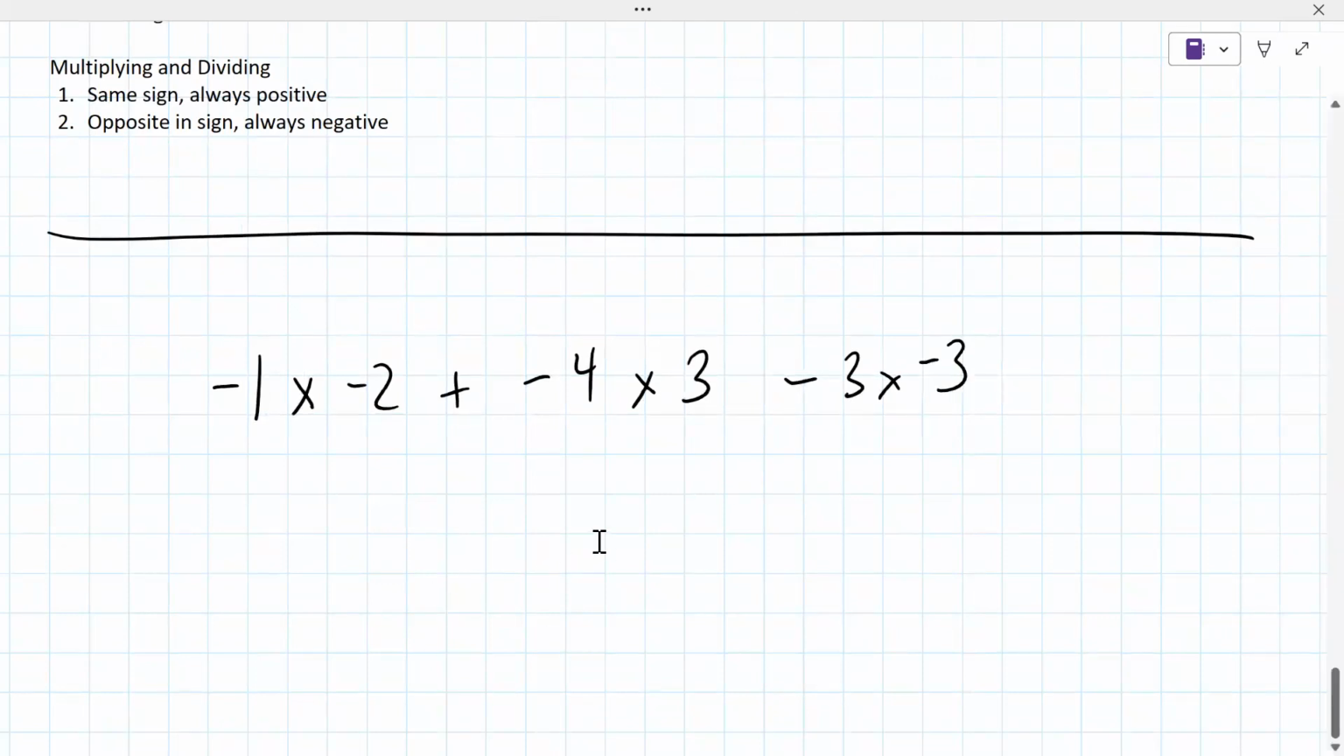Okay. So this one's a little bit different. There are 3 multiplications. For this last one, you have to decide whether it's negative 3 times negative 3, or if you want to do it as 3 times negative 3. It doesn't really matter, but you have to decide what you prefer.